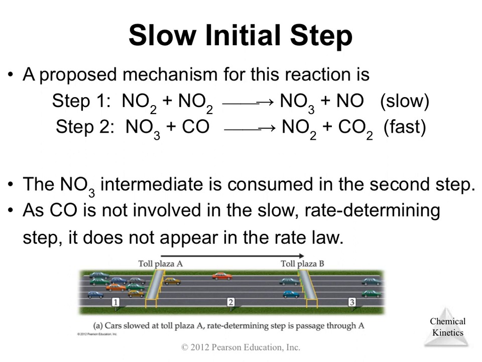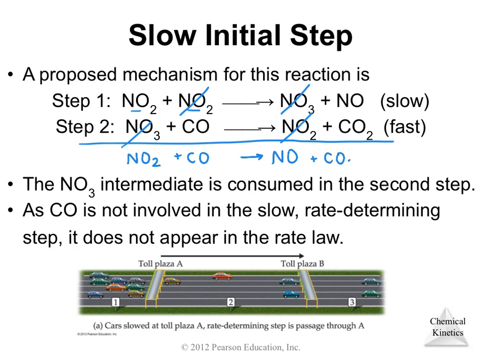So let's go ahead and just make sure that things cancel out. So when we add these together, let's see. So I've got NO2 and NO2. I don't see any of that in the products. NO3. Okay, so I see NO3 in the products and in the reactants. Oh, you're right, 1 NO2. One of these are going to cancel. Okay, everything else is unique. So it ends up being NO2 plus CO gives us NO and CO2.